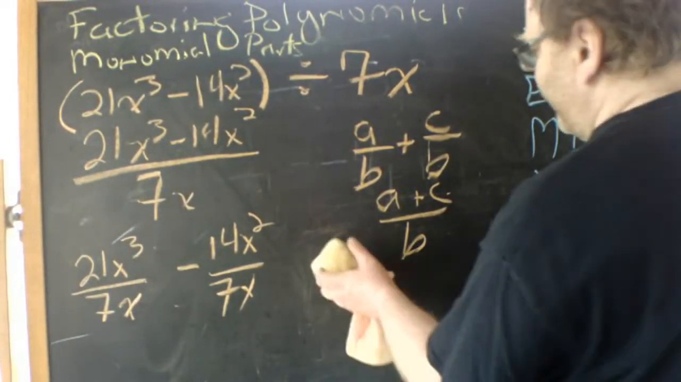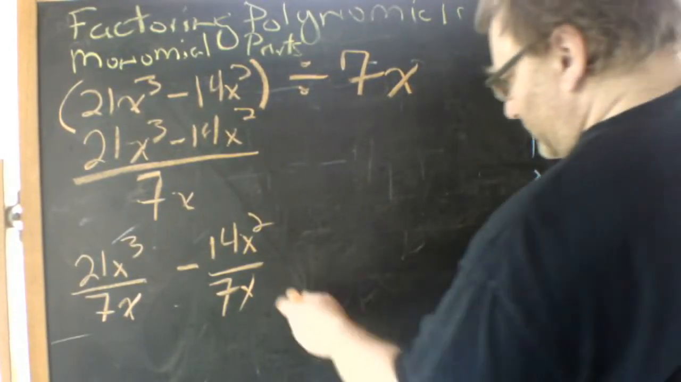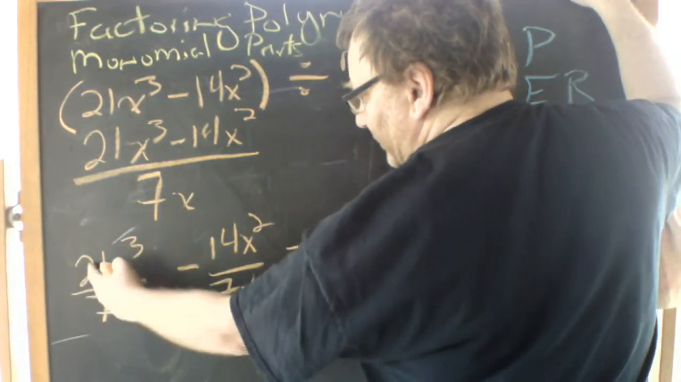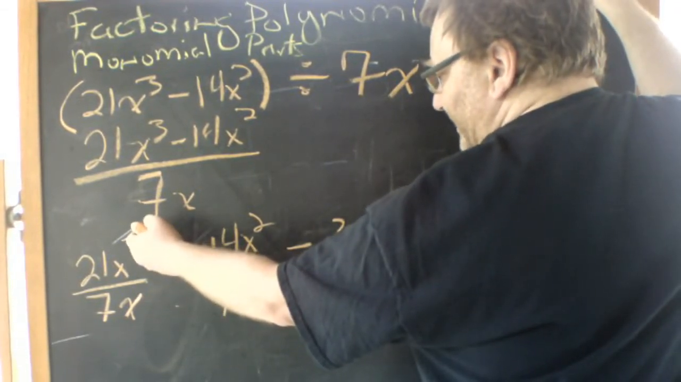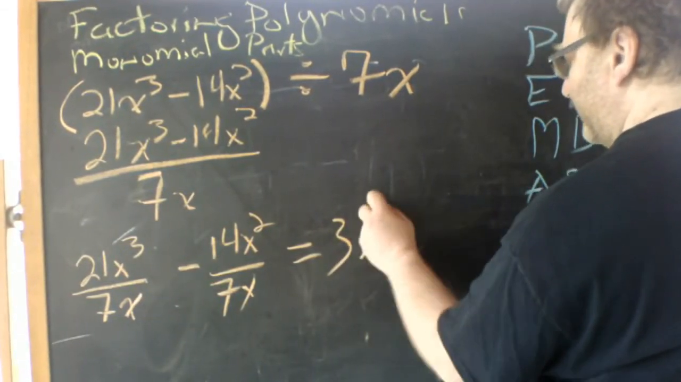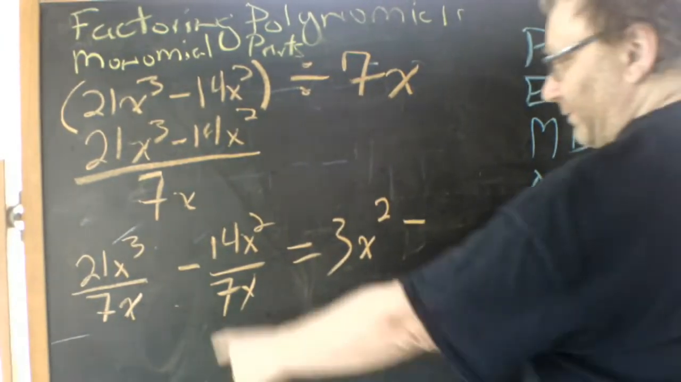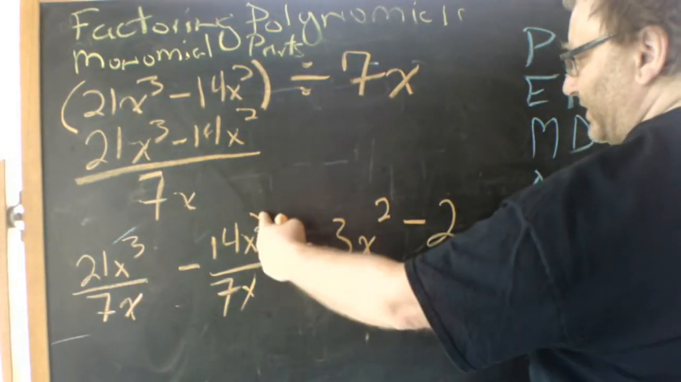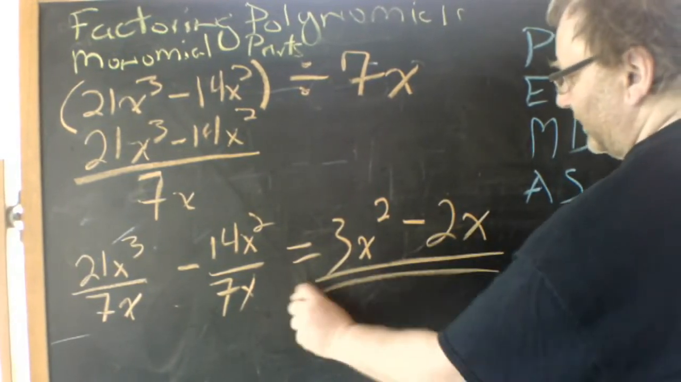We need just a little space here. Well, this is a monomial divided by a monomial. So you have 21 divided by 7, that's 3. I have 3 multiplications of x upstairs and 1 downstairs, so 3 minus 1 is x squared. That gives me my first term. I have a minus sign. 14 divided by 7 is 2. I have 2 x's upstairs and 1 downstairs, so 2 minus 1 is 1. And then get this.